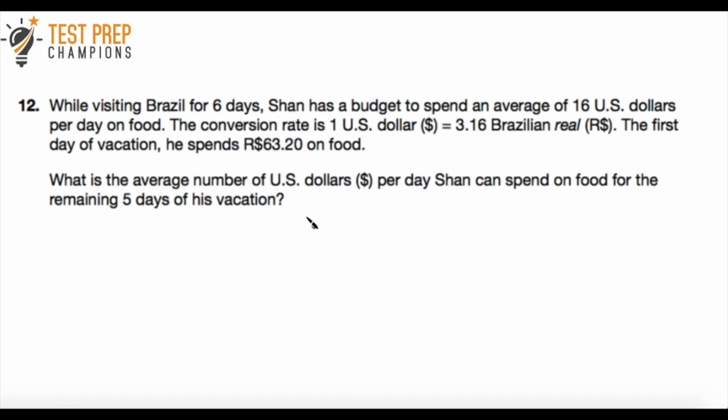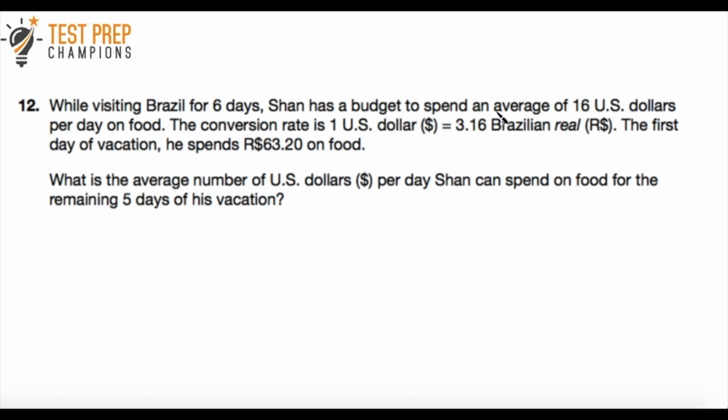Okay, so basically, there's a lot going on here, so I really want you to focus on this question, because there's a lot of lessons to learn here, and I want you to see if you got this one right, and if you understand it, because this is pretty tricky stuff. So basically, let's break this down. So Shan is visiting Brazil for 6 days, and he has a budget to spend an average of 16 US dollars per day on food.